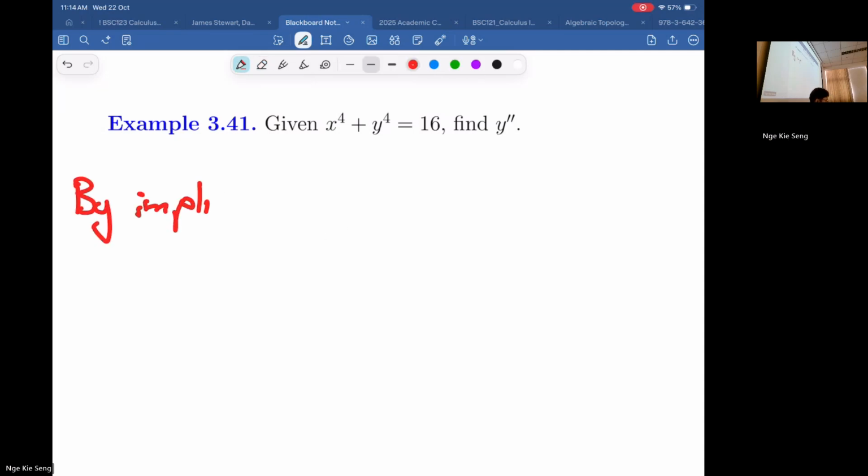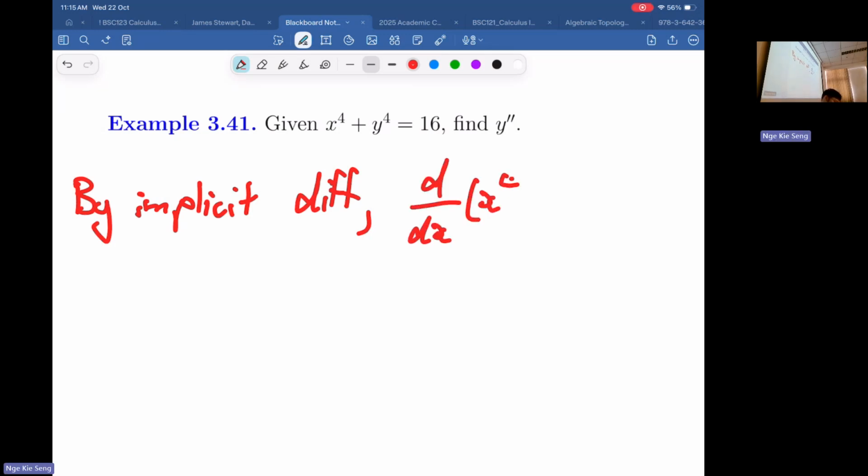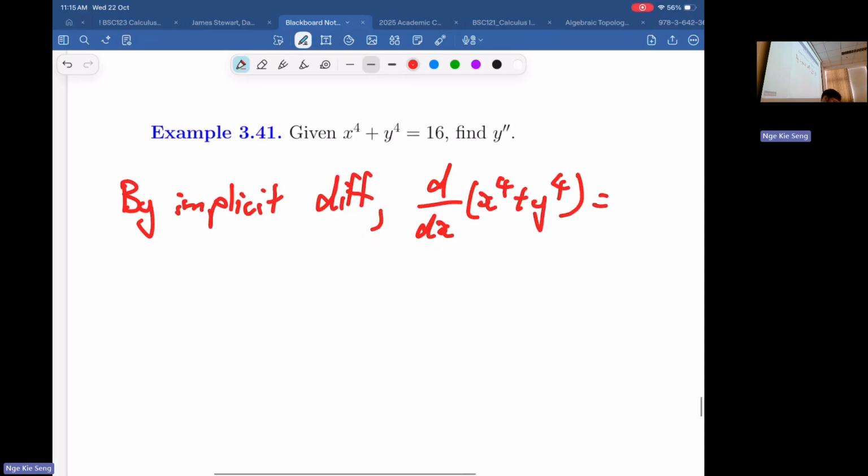Implicit differentiation. So you should do d over dx on x to the 4 plus y to the 4 equals d over dx on 16, right?